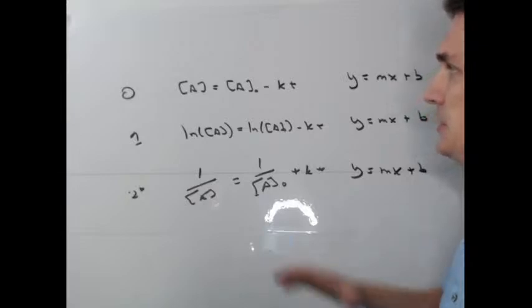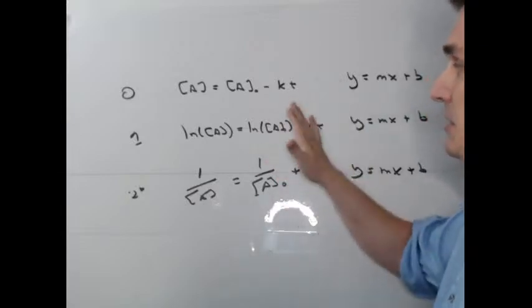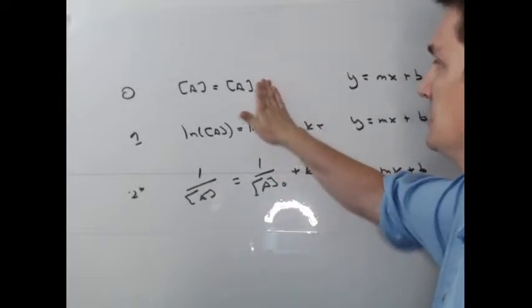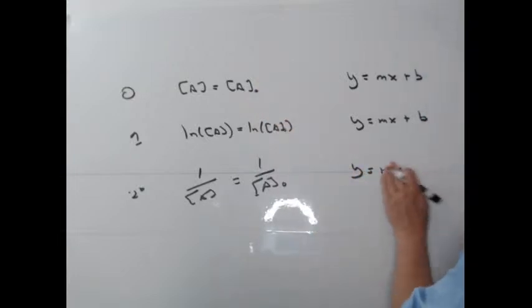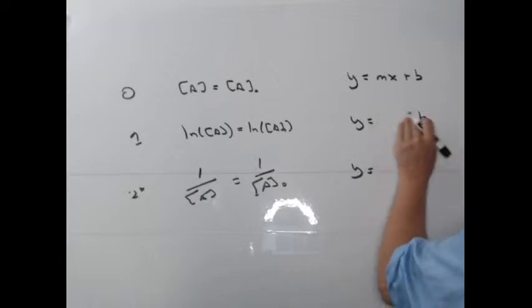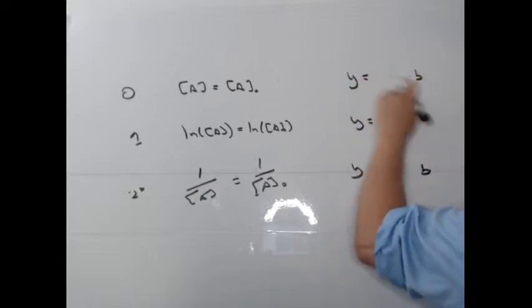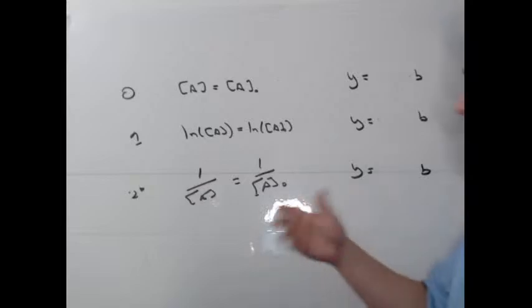So for zero order, if we want to know the starting concentration, so for all these, the starting concentration is when time equals 0. So that term disappears from our equation. And in all of our graphs, we would just ignore the mx part, and we would just get y equals b. The problem here is the form of y.